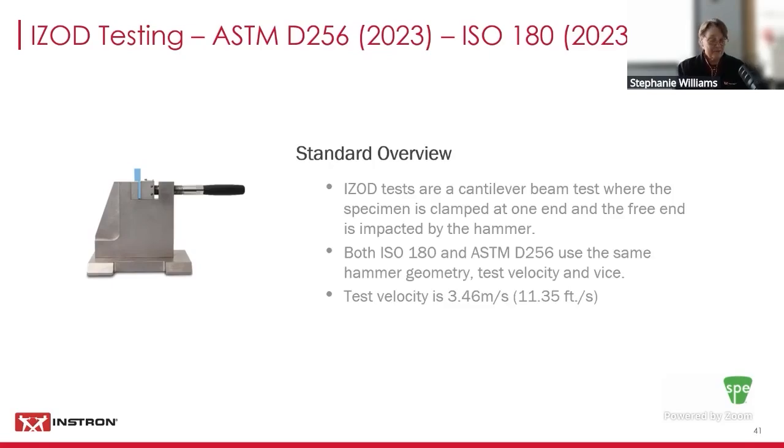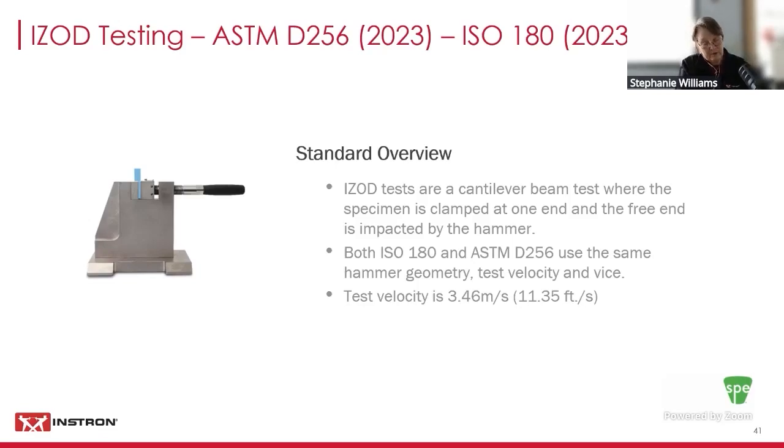It's a cantilever test, meaning that the sample is perpendicular to the impact plane. The notch faces the hammer, so it's facing into the impact plane. We center on the notch, the same as we did with the Charpy test. Both standards use the same geometry for the striking face. Both test at 3.46 or 3.5 meters a second.